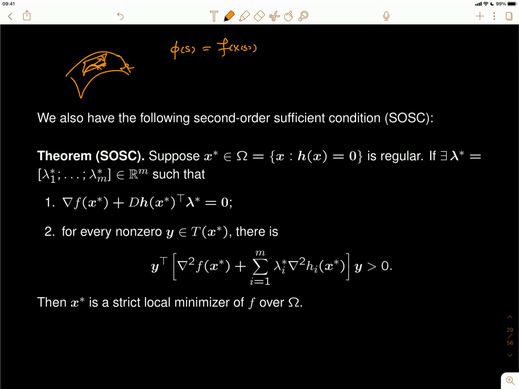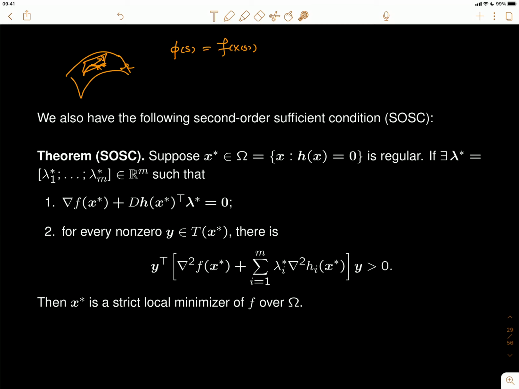And that's, again, just following the discussion before, track the second order derivative, and also use the property that this is equal to 0 to cancel out the x double prime, then we can end up with this being greater than 0. So for any non-zero y in the tangent space, if this is strictly greater than 0, then we can claim that x star is a strict local minimizer. This is a sufficient condition, meaning that as long as we can find this, it must be a local minimizer, but it's not necessary.